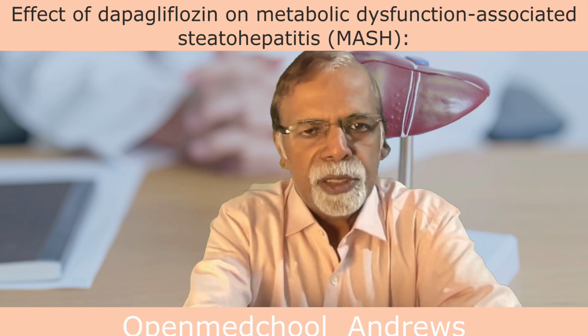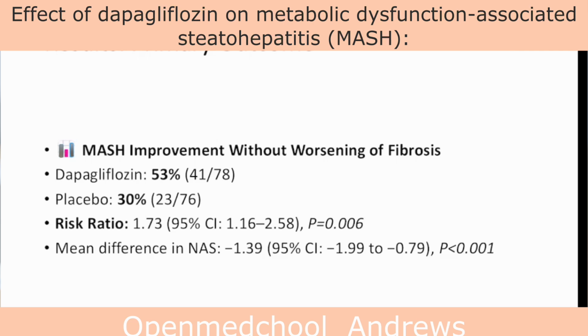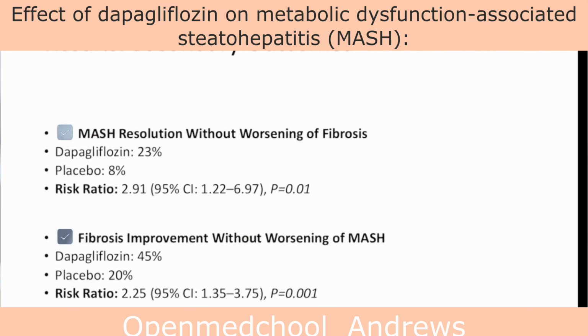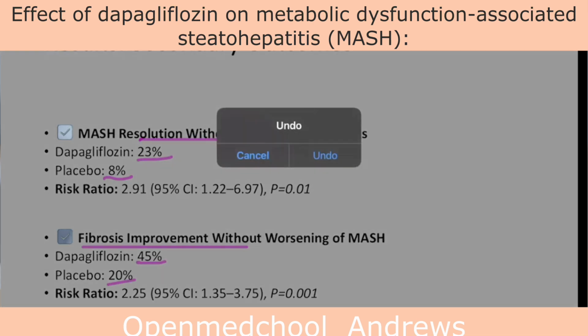The results. Let us see the outcome of the primary. MASH improvement without worsening of the fibrosis was seen in 53%, whereas in placebo it was only 30%, and this was statistically significant. The rest are secondary outcomes. MASH resolution without worsening fibrosis was 23% in DAPA and only 8% in placebo. Fibrosis improvement without worsening of MASH was 45% in DAPA and 20% in placebo. Both were statistically significant.